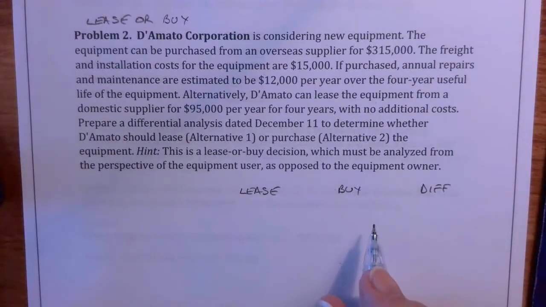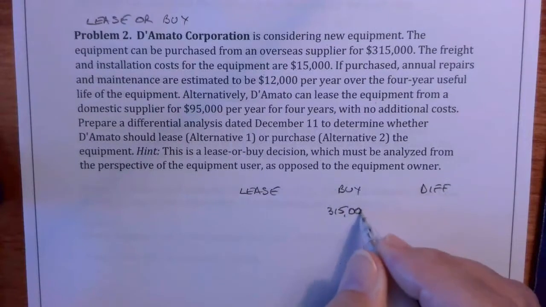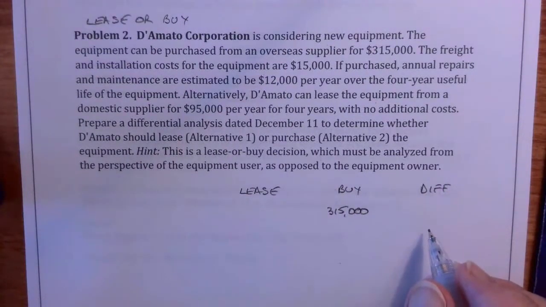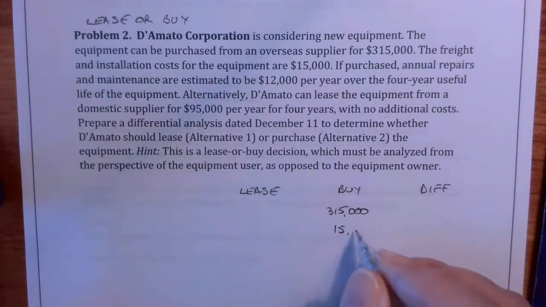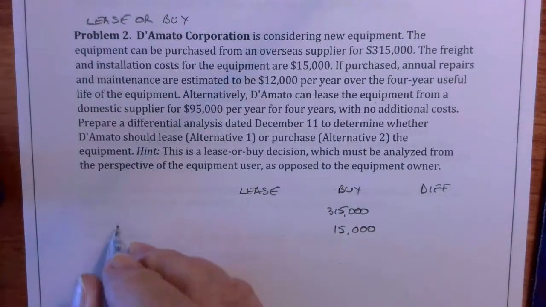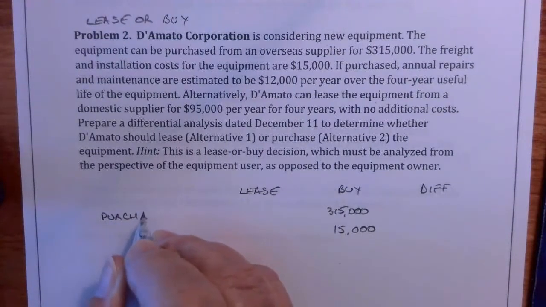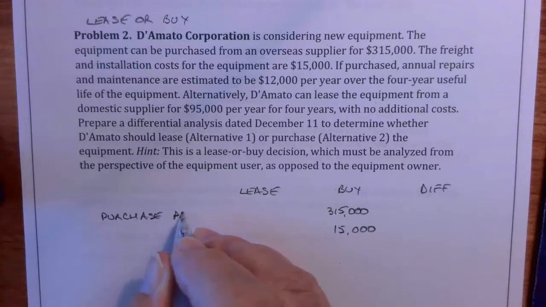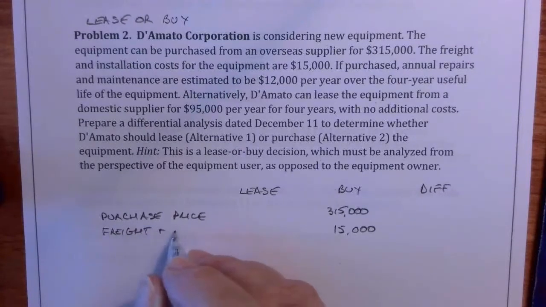So what's it going to be? We can purchase from an overseas supplier for $315,000. The freight and installation costs of the equipment are $15,000. So this is a purchase price, and this is freight and installation, which would be part of the cost of the asset.